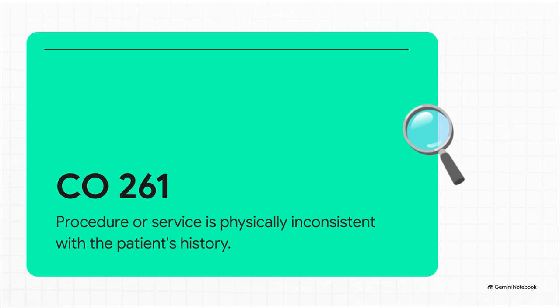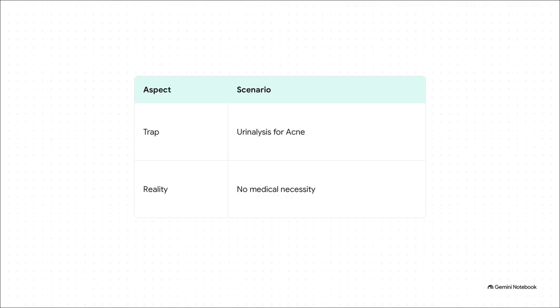But one of the most fascinating and challenging denials in this whole category is CO261. This denial outright asserts that the procedure or service is physically inconsistent with the patient's history. The payer is basically saying that the ordered tests lack the clinical history support required to establish any kind of medical necessity. Let's look at a real-world scenario for CO261 to make this concrete.